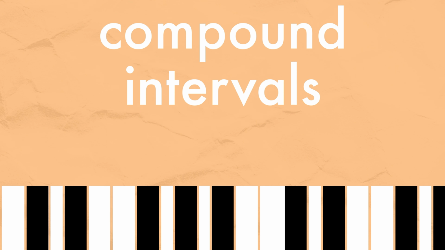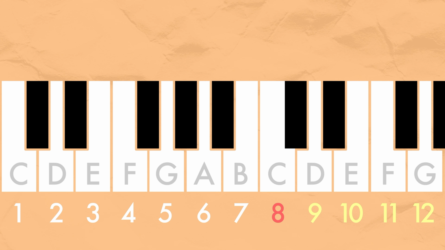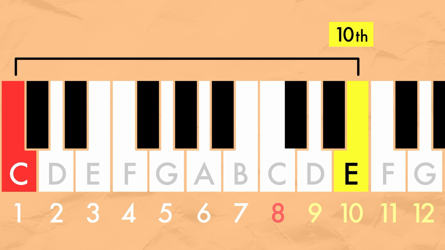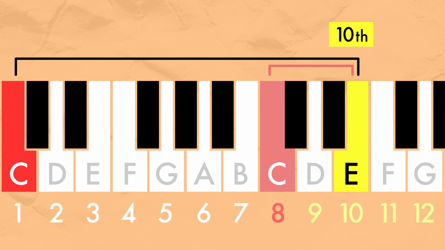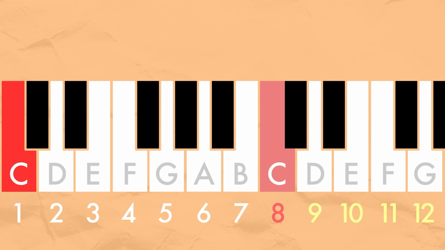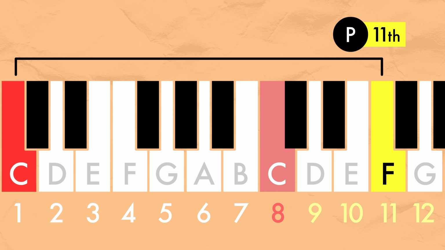To calculate a compound interval's value, we can continue numbering the notes above the octave. So for example, this E is the 10th note in our C scale, so this interval is a 10th. And to find its quality, we look at the quality of the interval between that second note and the octave of the first. In this example, it's a major third, so the compound interval is a major 10th. Similarly, this is a major 9th, and this is a perfect 11th.